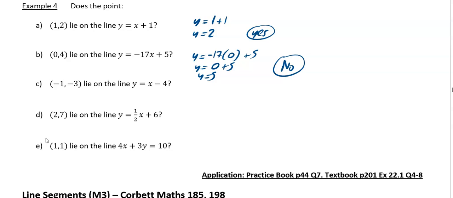Okay, part C says, does minus 1, minus 3 lie on your line y is equal to x minus 4? So your y is going to be equal to your x value, minus 1, and then minus 4. So if you do that, it's going to be minus 1 minus 4, but minus 1 minus 4 is minus 5. So it is not the same as we had over here. So again, this one does not lie on your line.